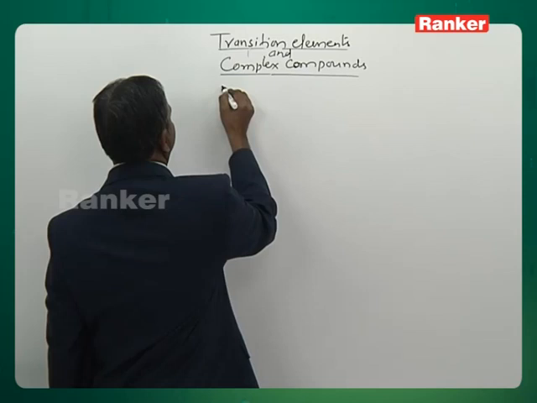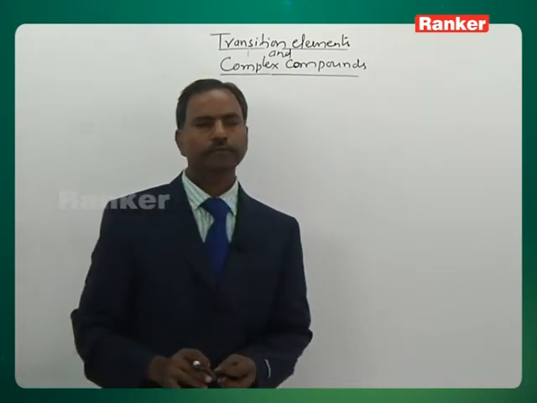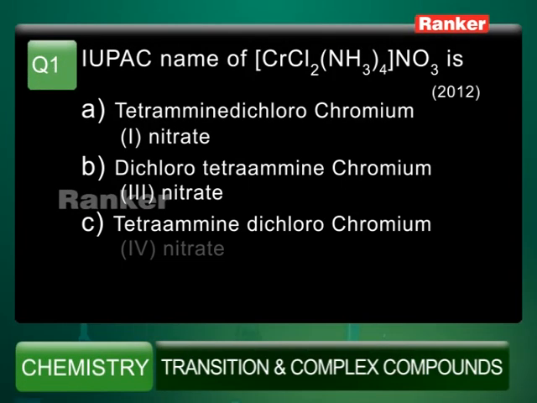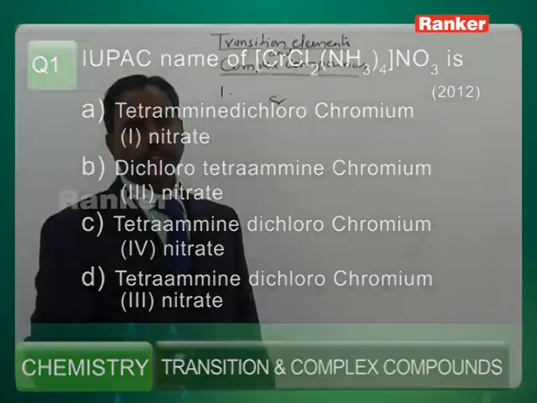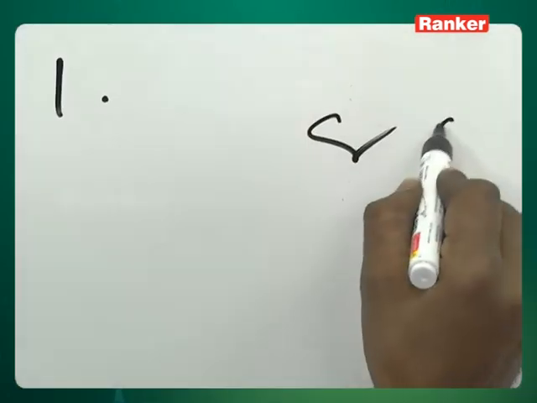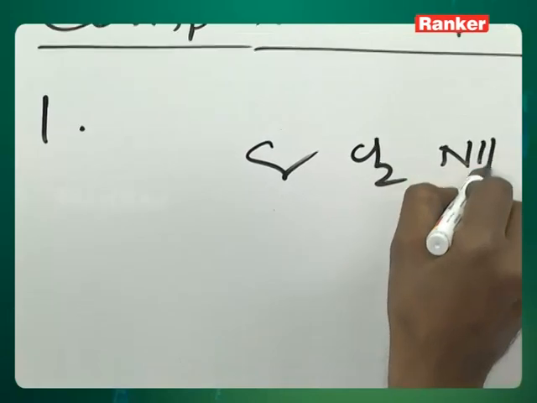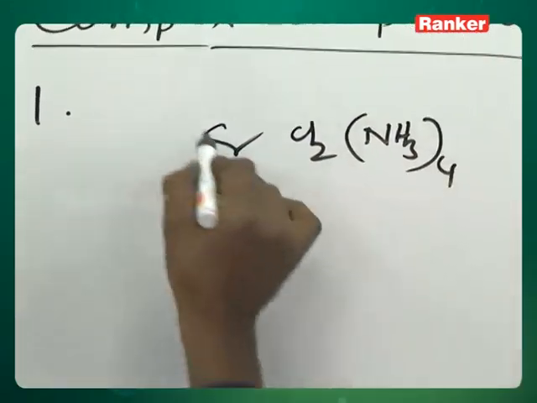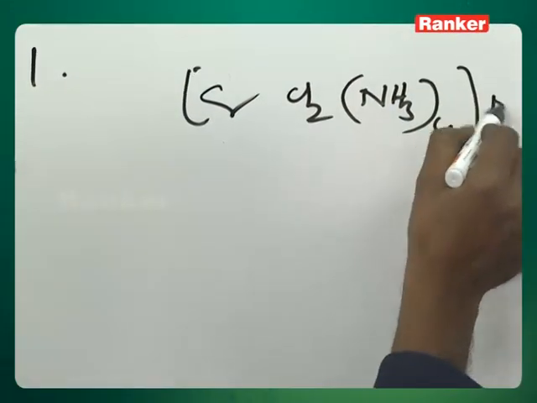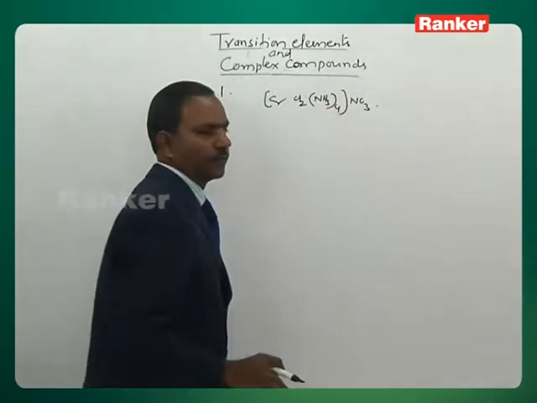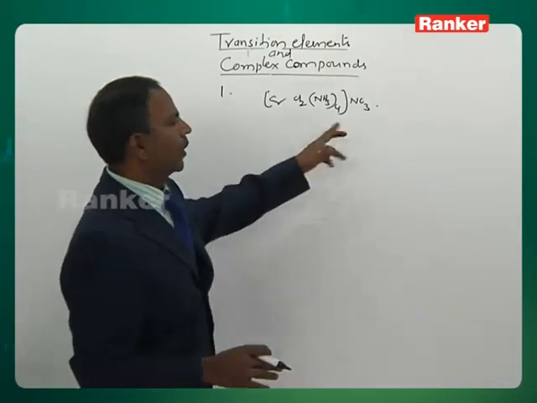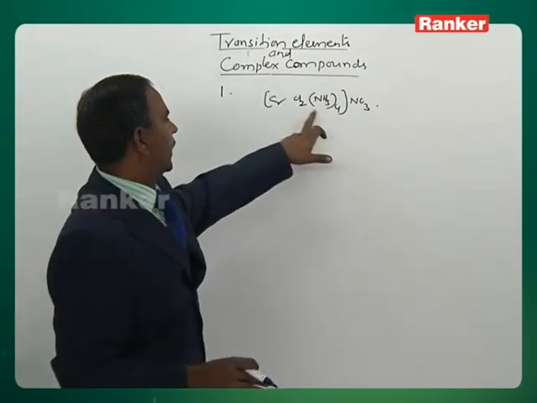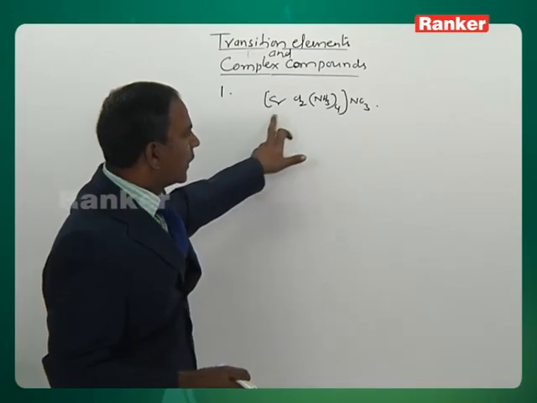Now question number 1. The IUPAC name of the complex is... What is the complex given? [Cr(NH3)4Cl2]NO3. This is the complex given. Let us name this according to IUPAC naming: tetraamminedichlorochromium(III) nitrate.